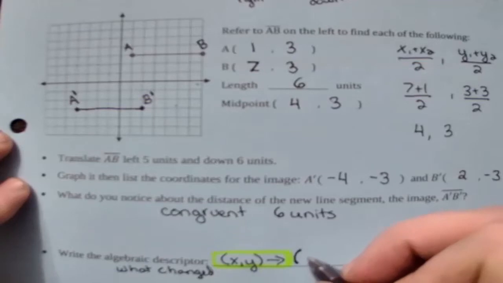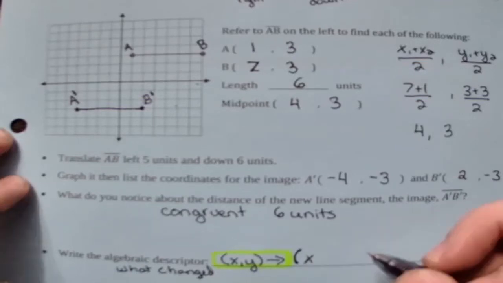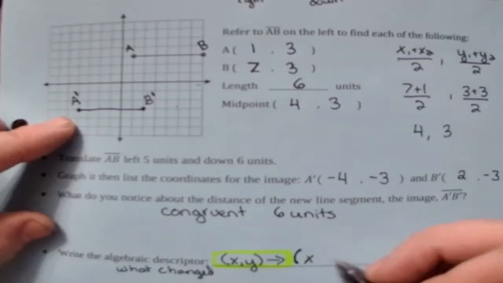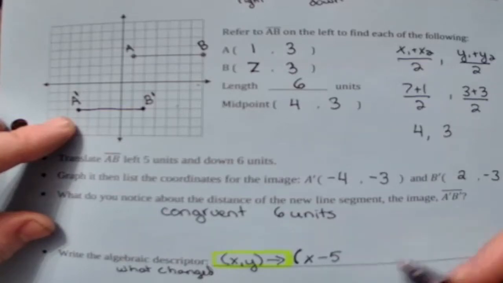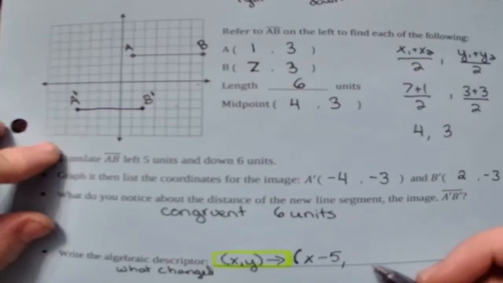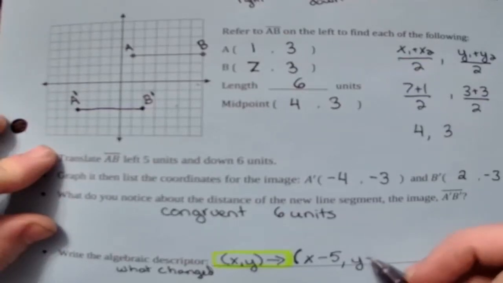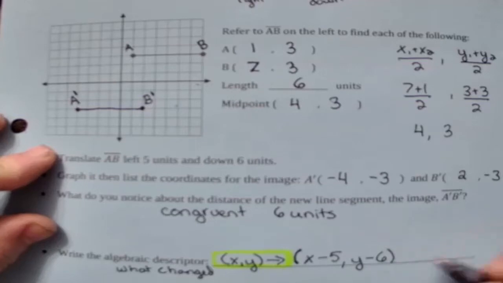Now, for what changed with our x value, we went to the left 5. So since I went to the left, that will be negative. So x minus 5. And we also went down 6, so it's going to be y minus 6.